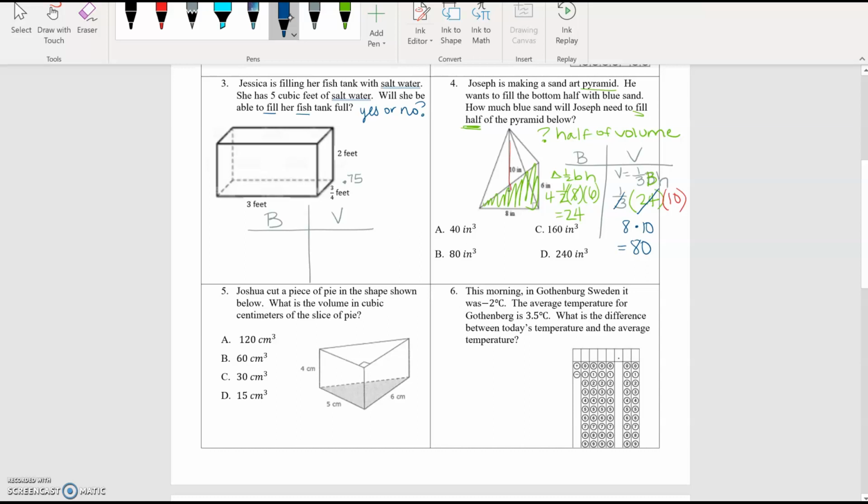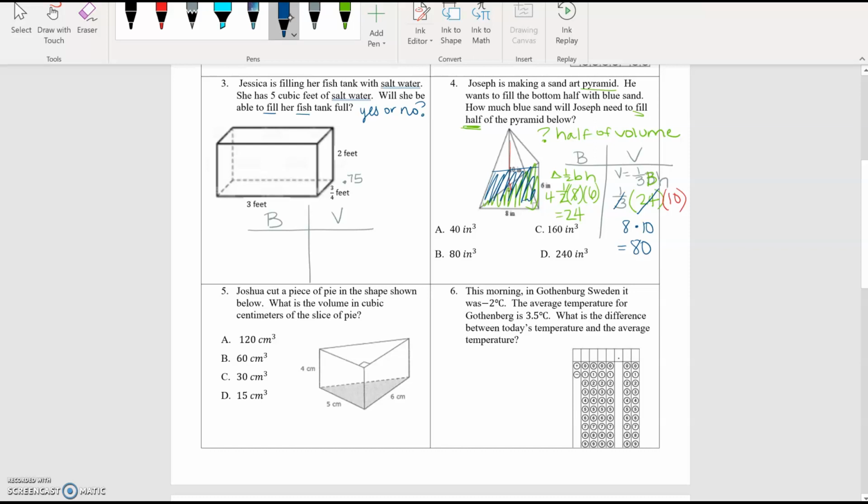Okay, so looky there, 80 is right there, and I could choose it, but I look back at my question mark. That's why I made a note of what the question was. And it says that he's making a sand pyramid, Joseph. He wants to fill the bottom half. Okay, so we're not filling all of it with sand, we're filling the bottom half with sand.